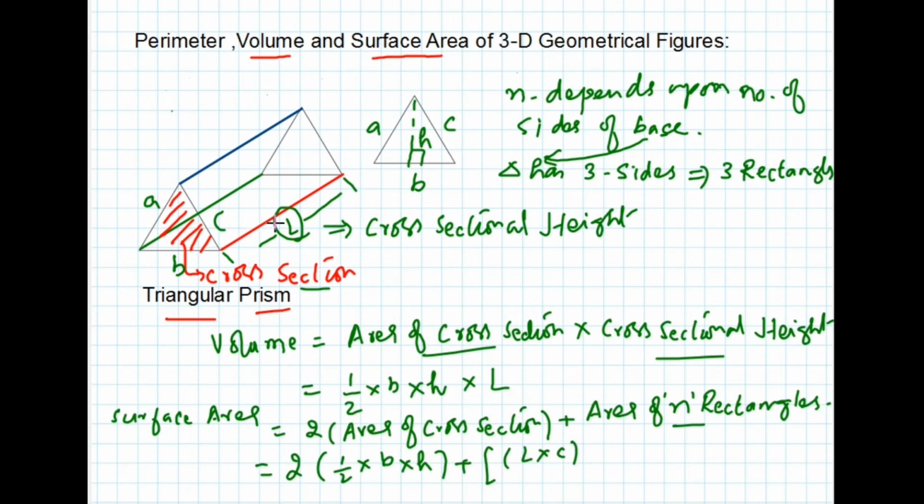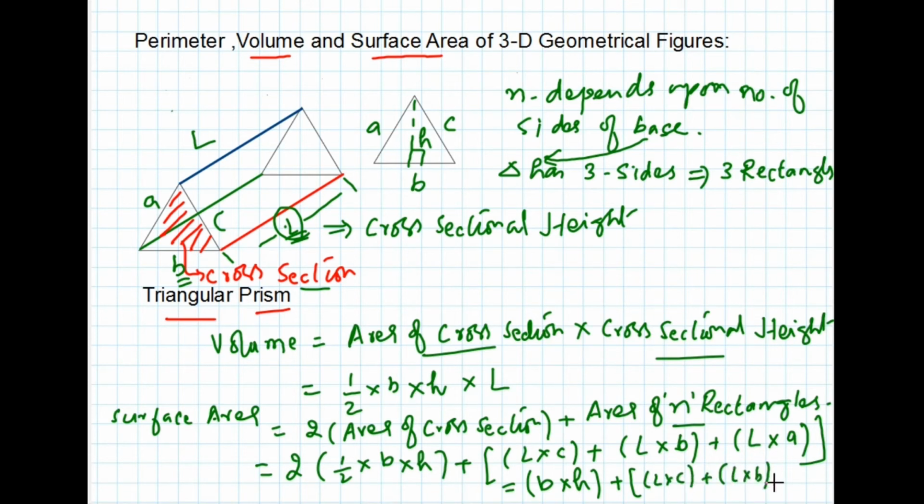plus the area of rectangle 1 having length L and width C, that is L into C, plus the area of the second rectangle having length L and width B, that is L into B, plus the area of the third rectangle having length L and width A, that is L into A. Therefore surface area is equal to B into H plus L into C plus L into B plus L into A.